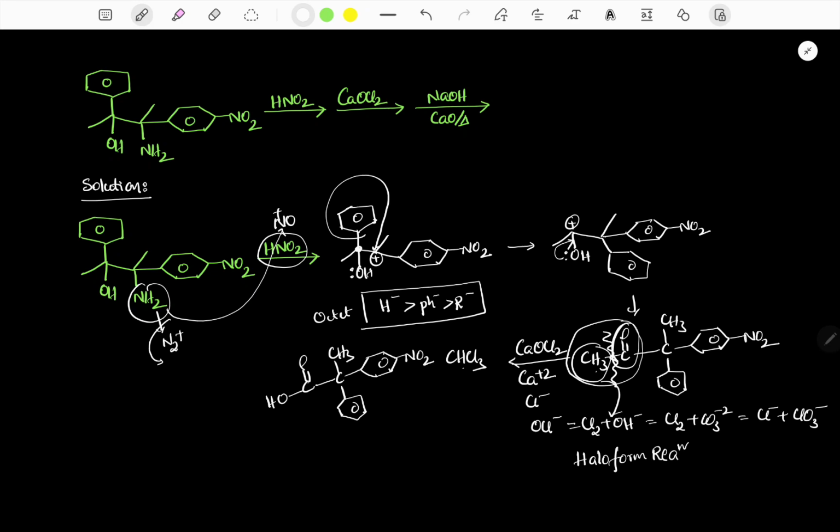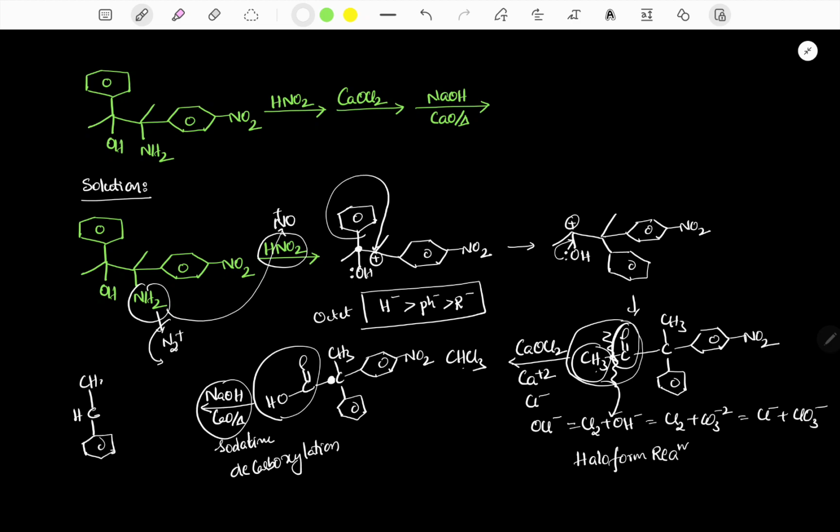So this is our second product because of the haloform reaction. Now it is treated with NaOH, CaO and heat, which is what we call soda lime. In the presence of soda lime, the carboxylic acid undergoes decarboxylation. After losing CO2, it forms the corresponding carbanion, but there is no other possibility. Therefore, I am taking acidification as granted. So this is our final product.